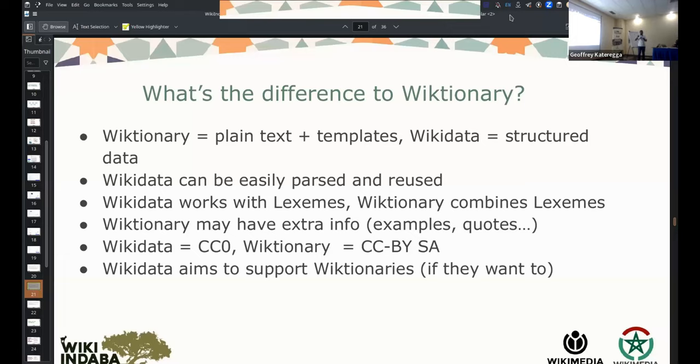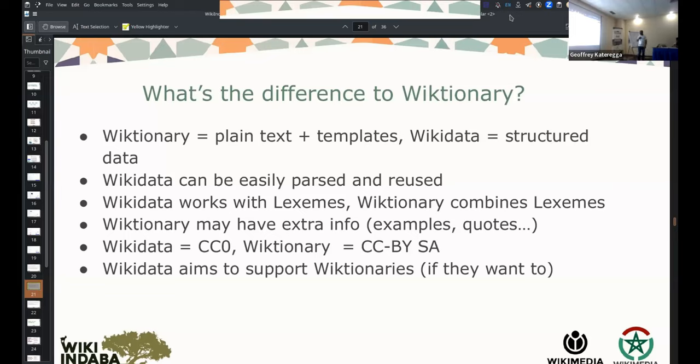Wiktionary is licensed under CC BY-SA, which means whenever you use its content, you have to attribute wherever you got that content from. Wikidata is CC0, and a lot of third-party applications prefer this model because they can just consume the information and not have to do anything to reference where it's coming from. So going back to the top, dictionaries are plain text. They are not structured data, which means it's difficult to build tools on them. It's difficult to have APIs connect with the dictionary, which is not the case for Wikidata. Our APIs are open and out there for people to use.